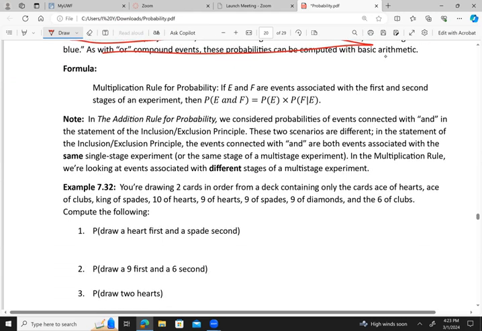In the addition rule for probability, we consider probabilities of events connected with and in the statement of the inclusion-exclusion principle. These two scenarios are different. In the statement of the inclusion-exclusion principle, the events connected with and are both events associated with the same single-stage experiment, or the same stage of a multi-stage experiment. In the multiplication rule, we're looking at events associated with different stages of a multi-stage experiment.